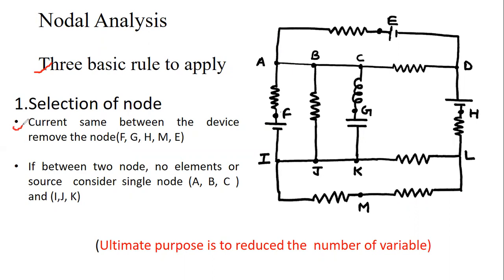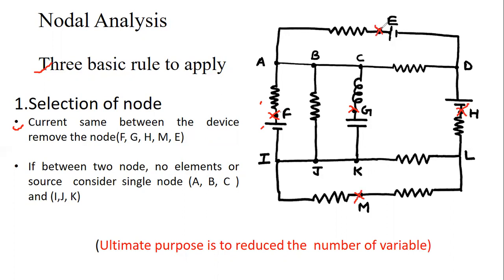So the first point is that if the current is the same between devices, remove that node. See, this resistance and this voltage source have the same current because they are connected as a single device. So there is no need for this node F, this node G, this node H, this node M, and this node E.